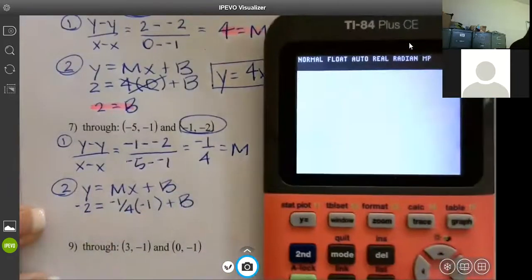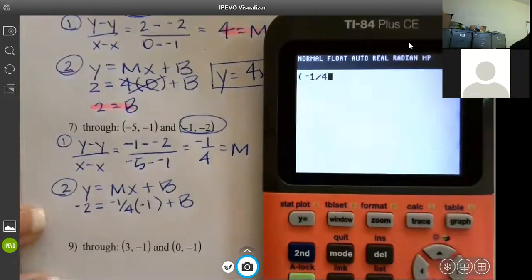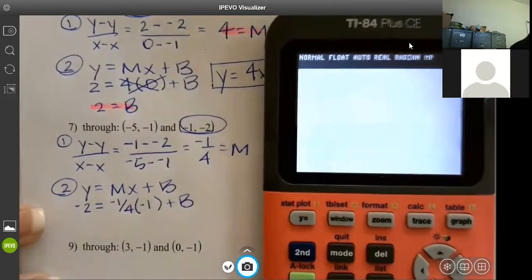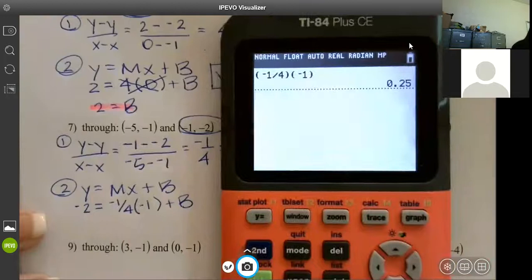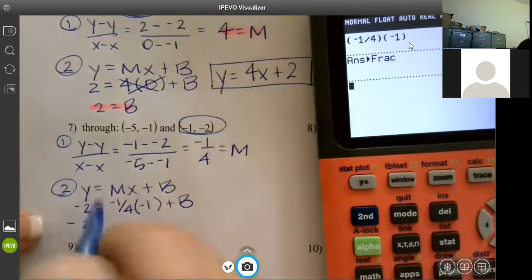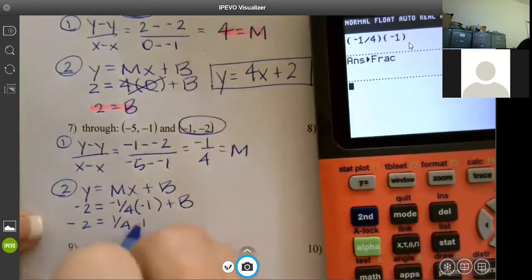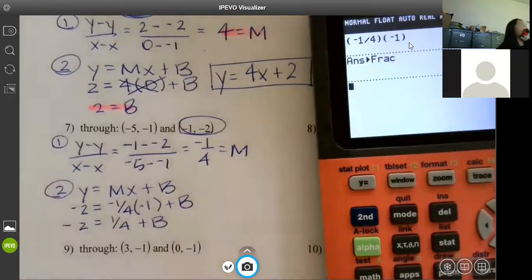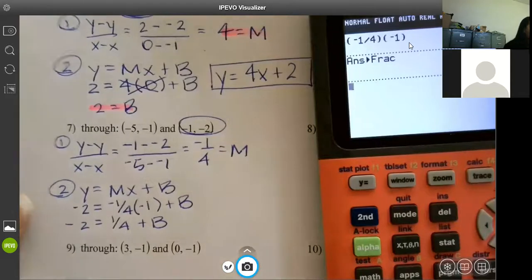I'm going to use my calculator. -1/4 times -1 gives me 0.25, or if I make it a fraction, 1/4. I don't care which way you do it, but remember that as long as it's a decimal like this, 1/4 is fine because you can put that in EDIA, but if it's a repeating decimal, you cannot.